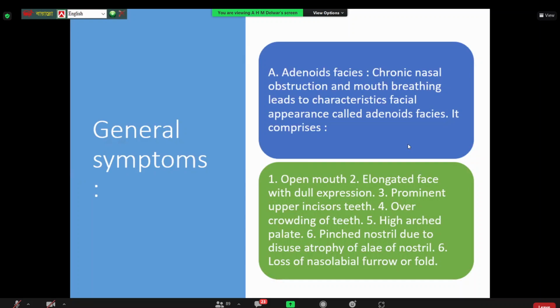The palate has a molding action. When the nasal airway is present, there is a molding effect on the palate. But when there is mouth breathing, there is a loss of the molding action, so a high palate occurs. Pinched nostril. This is atrophy of the ala of the nostril and loss of the nasolabial fold.